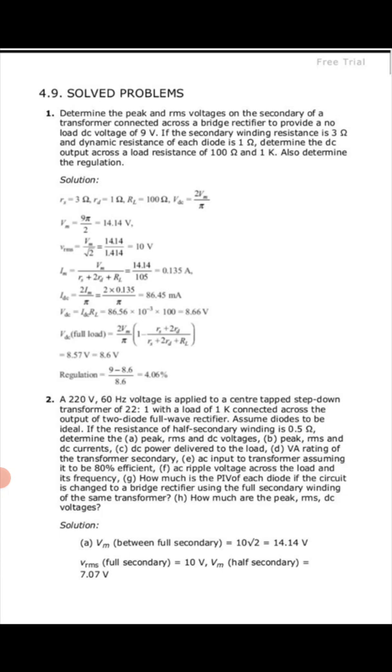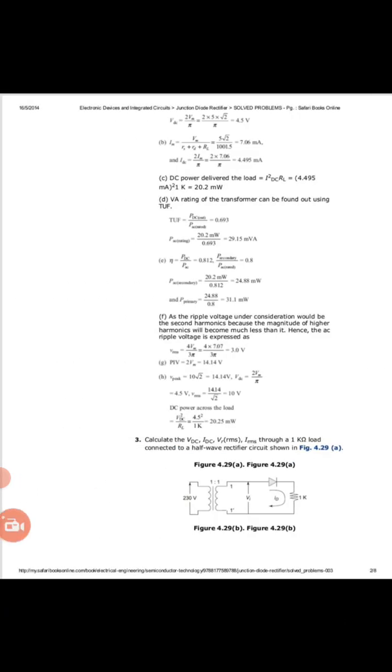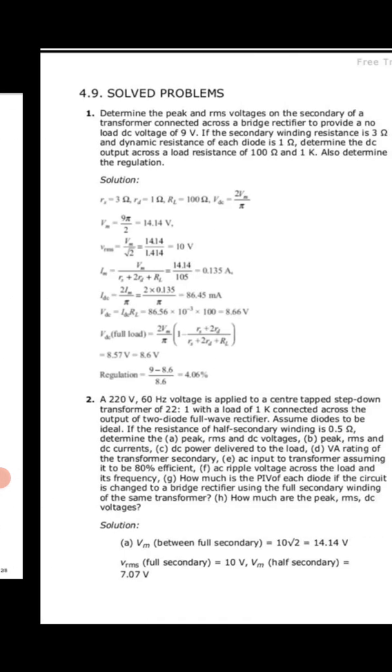B: Peak, RMS and DC current. C: DC power delivered to the load. And D: VA rating of a transformer, AC input to the transformer assuming it to be 80% efficient, AC ripple voltage, and also we calculate the PIV, peak inverse voltage of each diode, and last we calculate the peak, RMS and DC voltages. We can calculate this one by one.